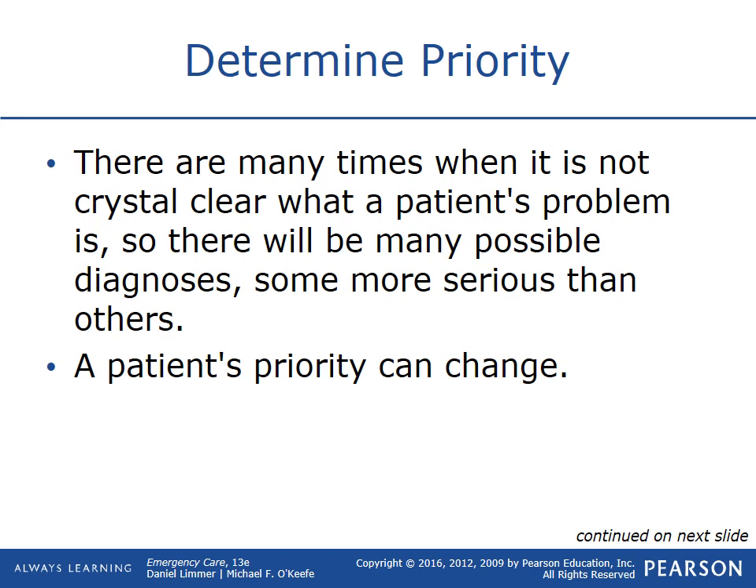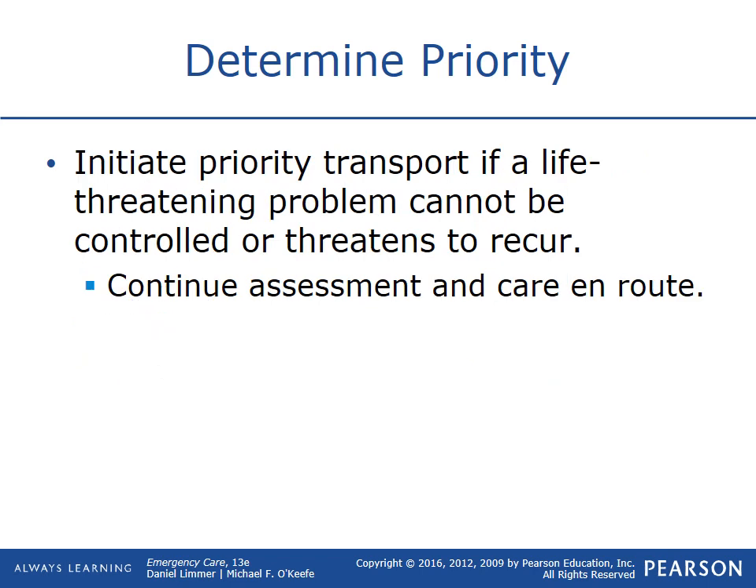And there are many times when it is not crystal clear what a patient's problem is, so there will be many possible diagnoses, some more serious than others. And you know what? A patient's priority can change. Originally, they might have been a little more stable, and then later on, you determine that maybe they aren't doing as good as you thought. Initiate priority transport if a life-threatening problem cannot be controlled or threatens to recur, and then continue assessment and care en route.